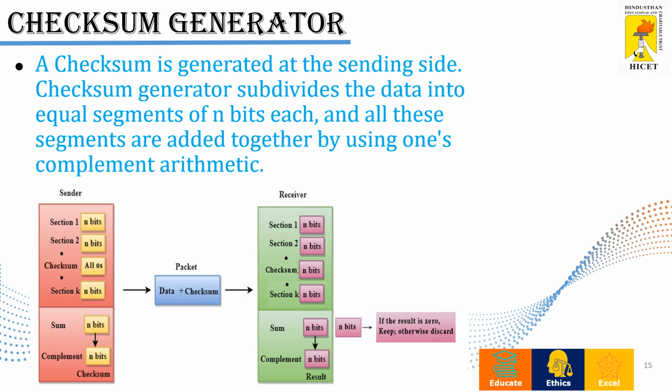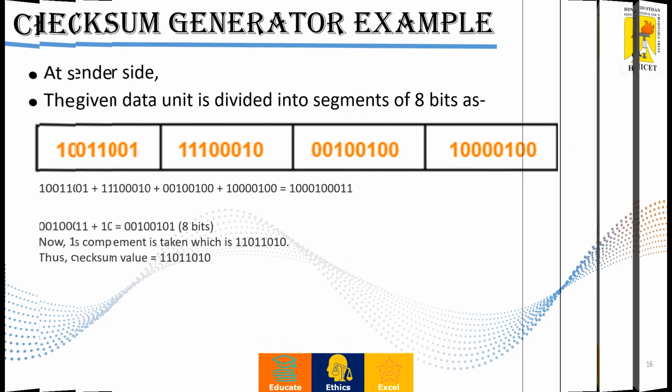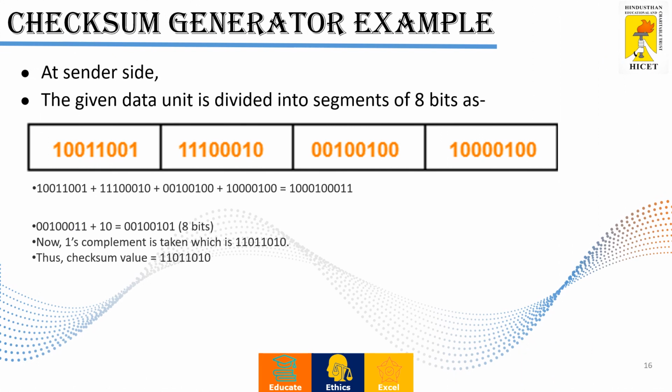The checksum generator subdivides the data into equal segments of n bits each. And all these segments are added together by using the ones complement arithmetic. The sum is complemented and appended to the original data, known as the checksum field. The extended data is transmitted across the network, and this is an example data unit.